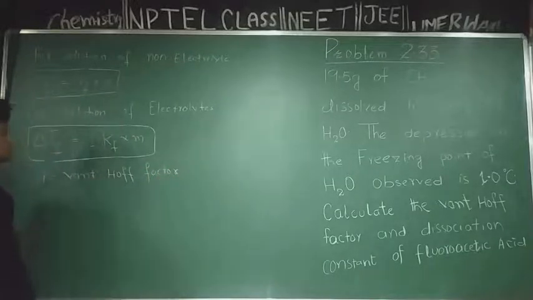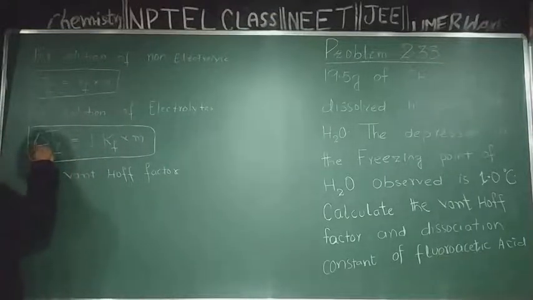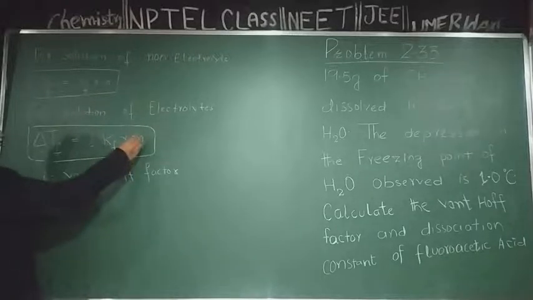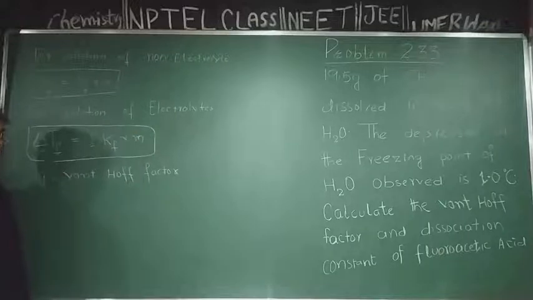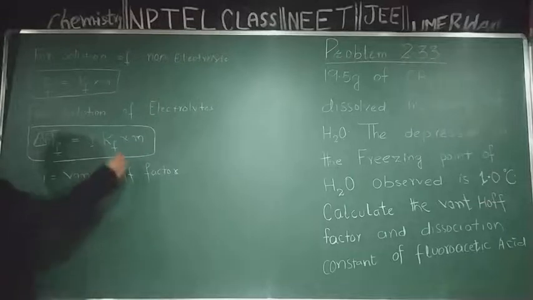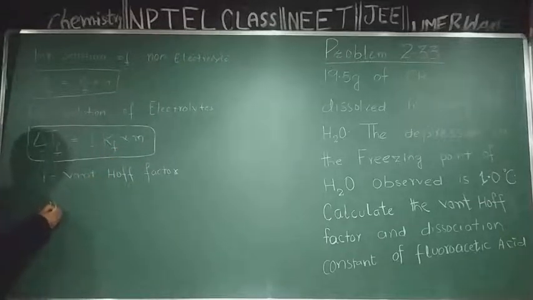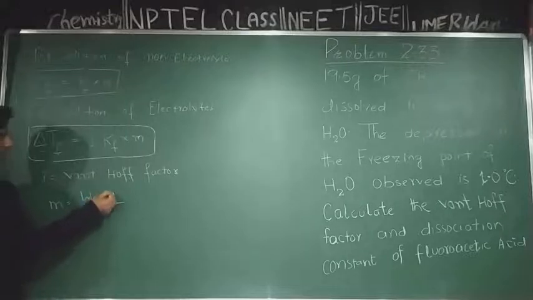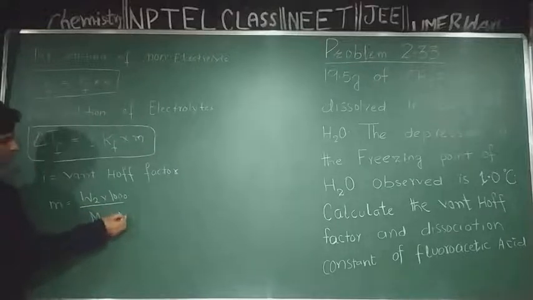Now for calculation of Van 't Hoff factor, we need depression in freezing point, that is given 1 degree Celsius, and in Kelvin it will be 1 Kelvin. KF for water is 1.86. Molality first we need to calculate. Molality is not given, but some data is given from which we can calculate molality. So our first step will be calculation of molality. Molality of solution will be equal to weight of solute dissolved multiplied by 1000 divided by molar mass of solute multiplied by weight of solvent.